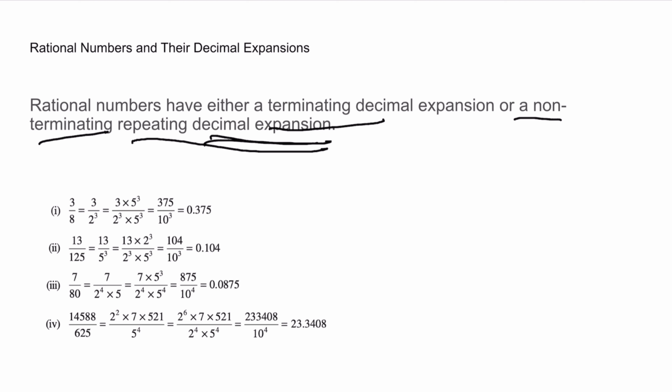So in the first example, you can see with 3 by 8, I can write 3 upon 2 to the power 3. And I can also multiply it by 5 to the power 3. This won't change anything because we are multiplying on both sides, and we can see 2 and 5 both have the power 3. So here our m is 3 and n is also 3. Therefore, this becomes 10 to the power 3 if we multiply both of them.